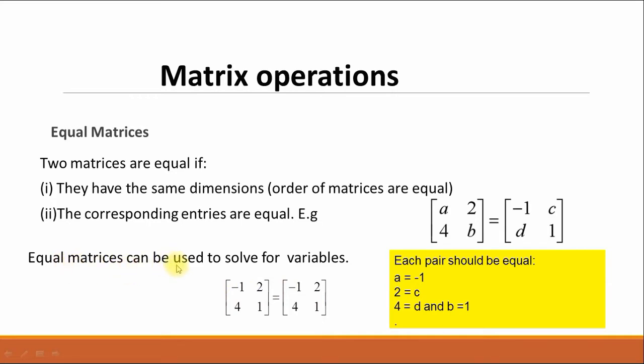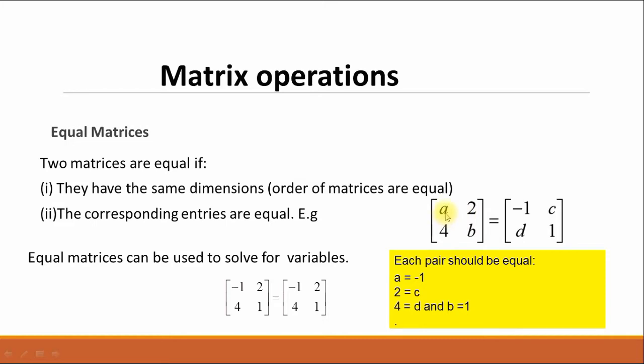Equal matrices can be used to solve for variables. For example, these two matrices are equal. Since these two matrices are equal, we can compare the corresponding elements of these two matrices. So by comparing, we can find the unknown variable in these matrices.